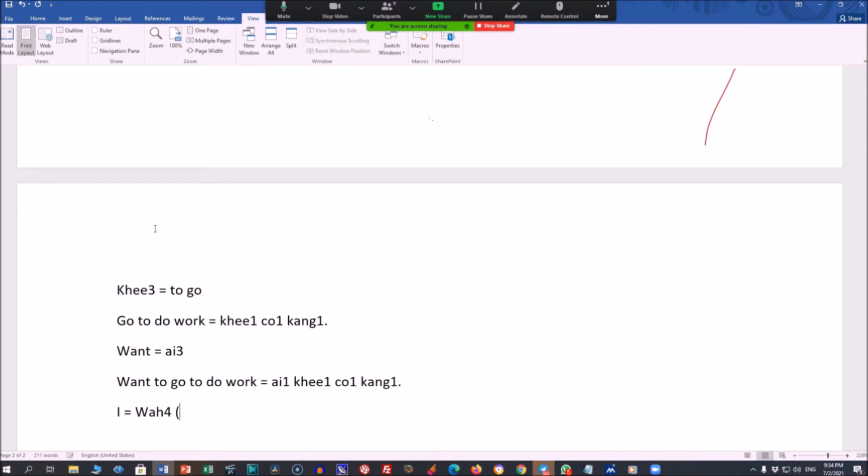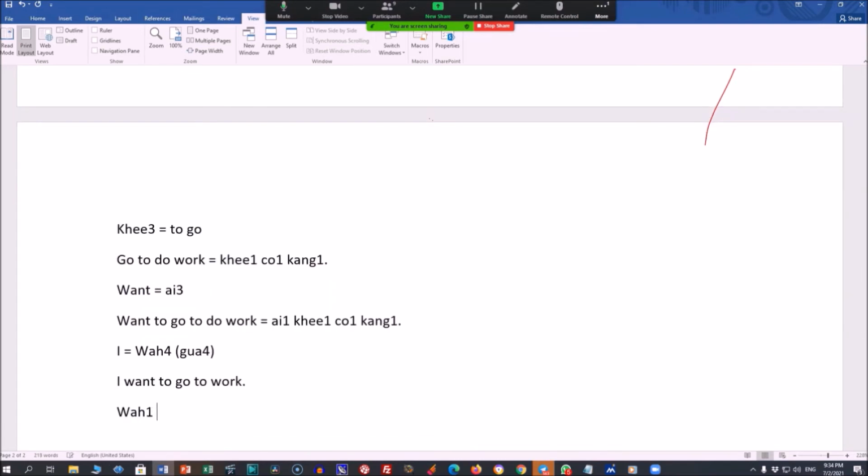I is wa. You can also call it gua. I want to go to work would be wa ai ki zhou gang. And you will notice all the words change their tone except the last one. This is a regular sentence. In a regular sentence, you will see that all those words change their tone from citation form to sandhi form.